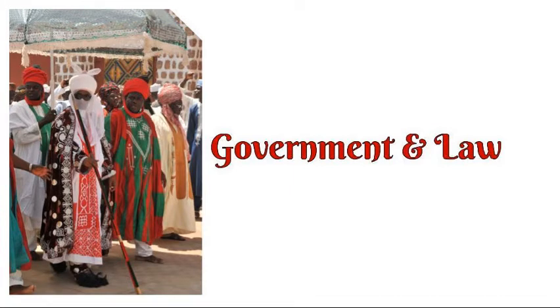We are looking at section 3 now, government and law. In West Africa, the succession had traditionally been matrilineal, meaning the right to rule was traced through the mother or female relative rather than the father or a male relative.